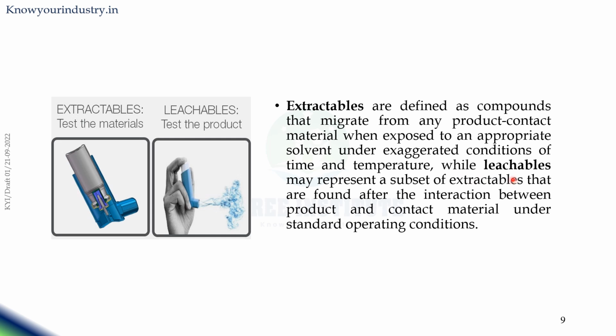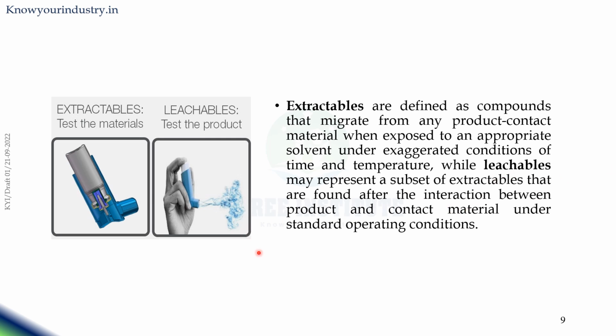What is leachables? The leachables may represent a subset of extractables that are found after the interaction between the product and the contact material under standard operating conditions. So the product is now manufactured and it is in contact with the packaging material, and during manufacturing it was in contact with the manufacturing parts also, and now you are finding some impurities in the product. So those can be coming out of the extractable list which we already established. So it can be a subset of the extractables and found in the finished product. So that is called leachables.